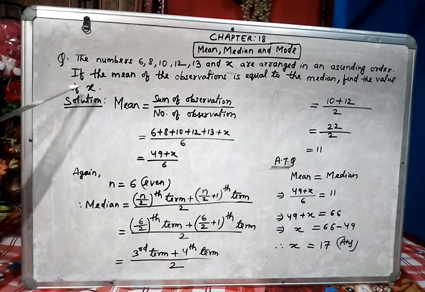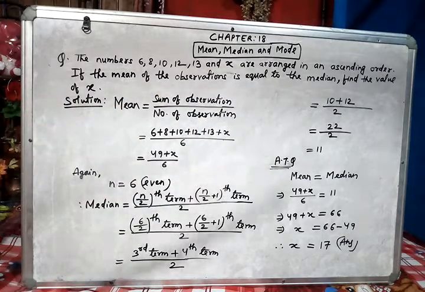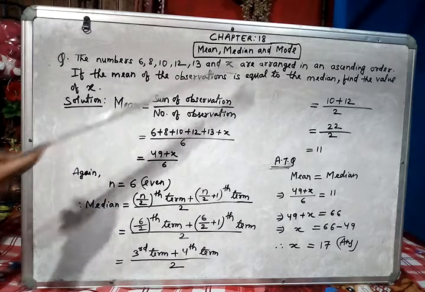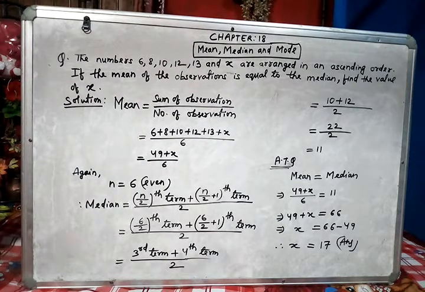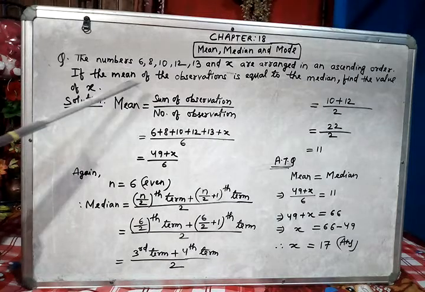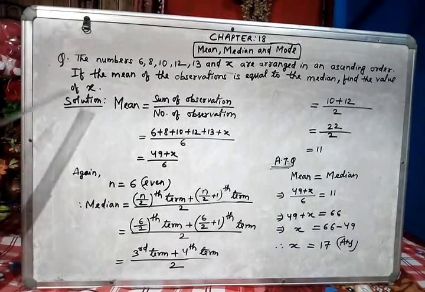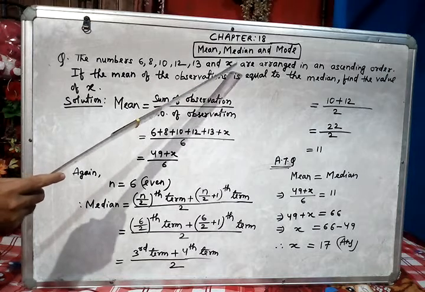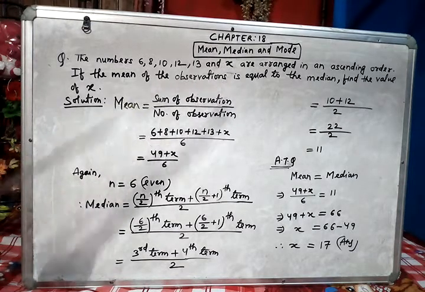Now the question says the mean of the observations is equal to the median. Whatever the value of the mean, the same will be the value of the median, because mean is equal to median. Then find the value of x. In this observation all the numbers are known, only one unknown variable x is there, and we have to find it.